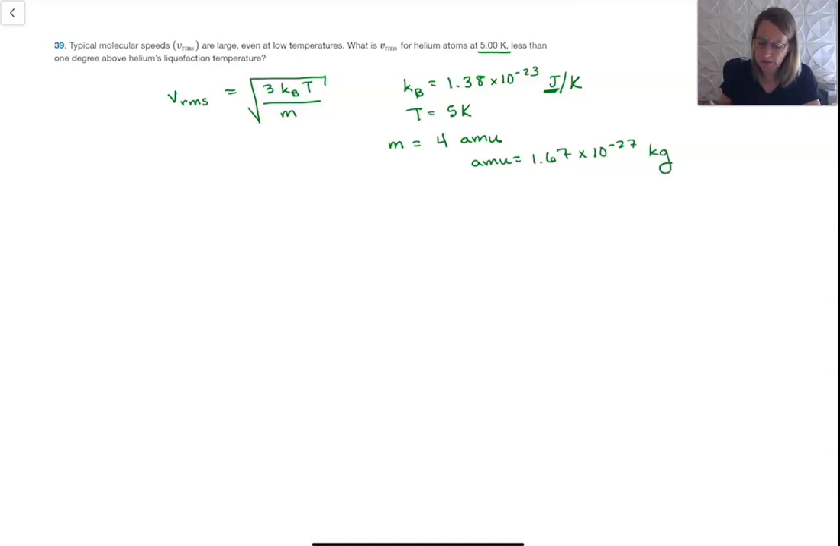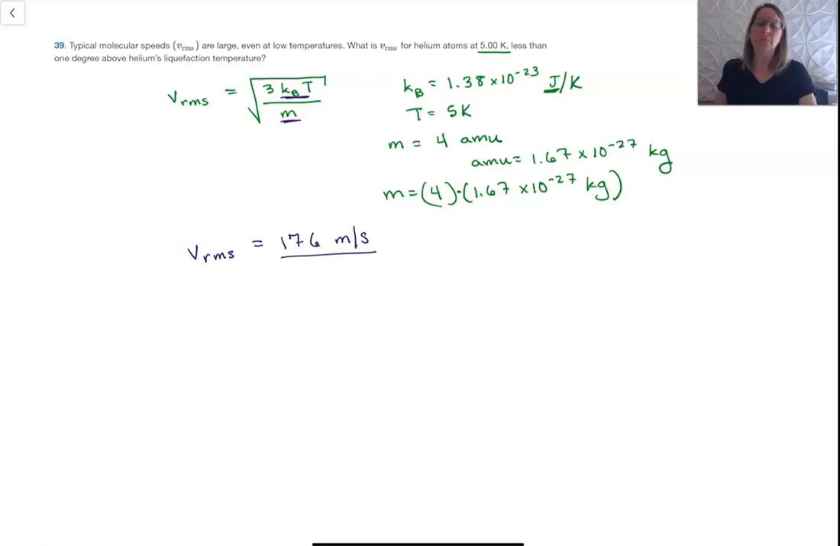So if I put all of these in, my total mass is 4 times 1.67 times 10 to the minus 27 kilograms. I've got something that's times 10 to the minus 27 down here, and something that's times 10 to the minus 23 up there, so we know it's still going to be a reasonable size. This VRMS, when I put all of these in, comes out to about 176 meters per second. So it's still going at a pretty good clip, even at 5 K.